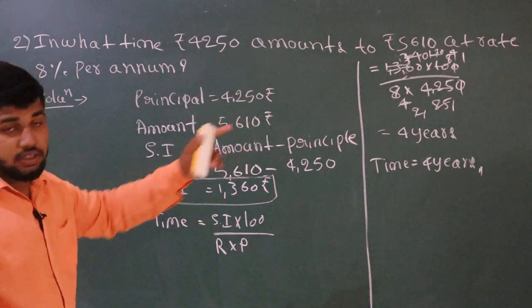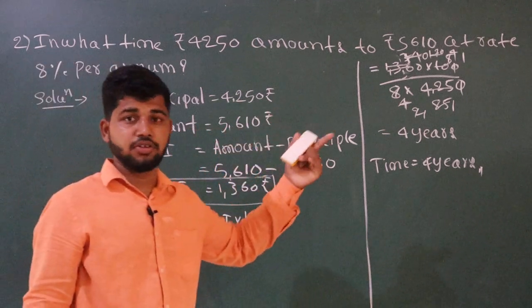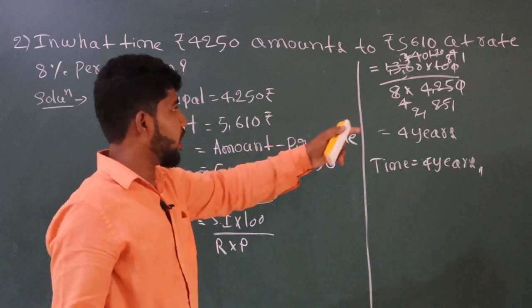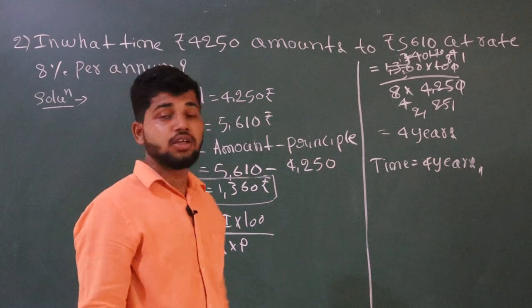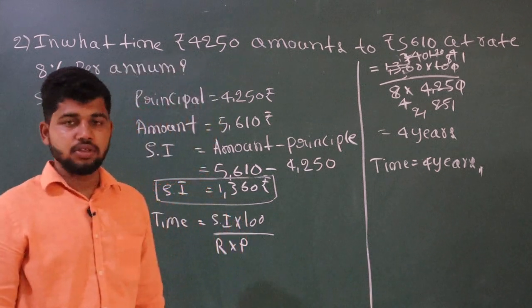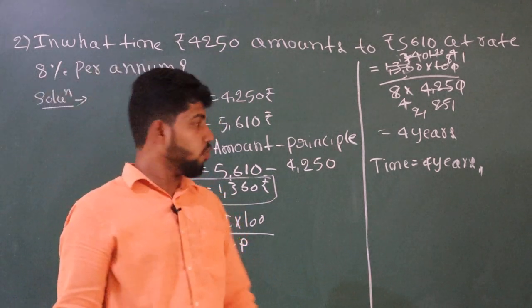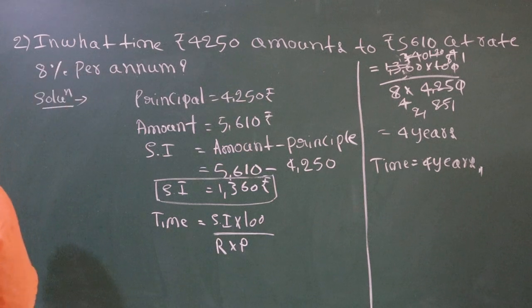If you make that subtraction, or if you divide those numbers, 1360 100 divided by 8 into 4200, you will get the 4 years. This is the first problem. Now looking at the second problem, third problem.